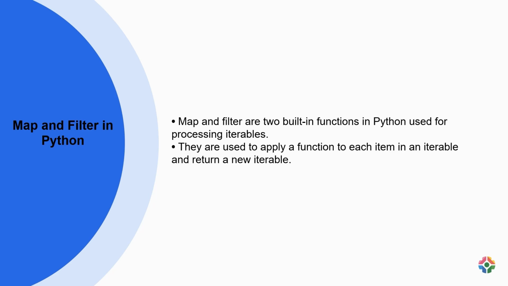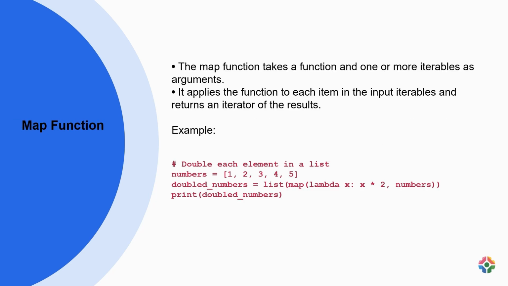The map function in Python is used to apply a specific function to every item in one or more iterables. It takes a function and one or more iterables as arguments, then applies the function to each item in the iterables, returning an iterator of the results.